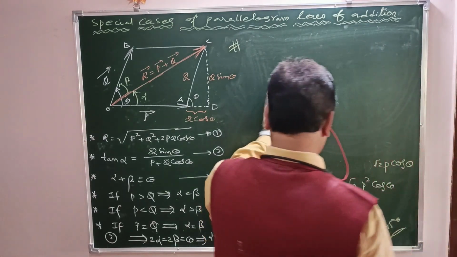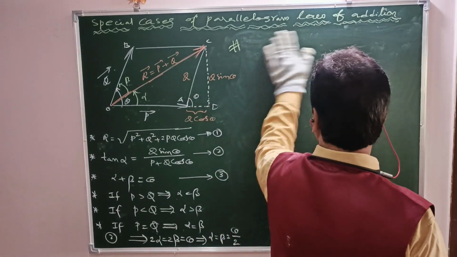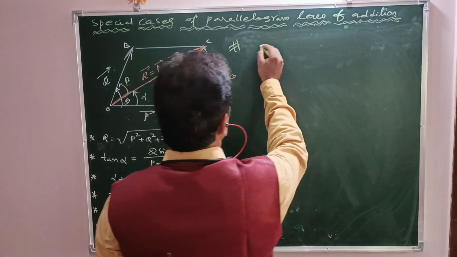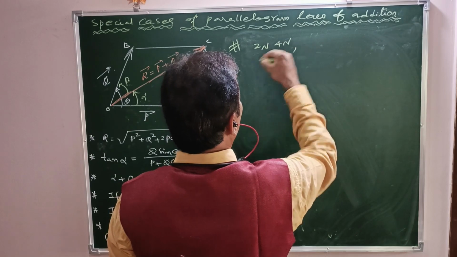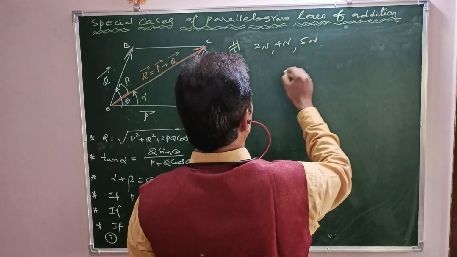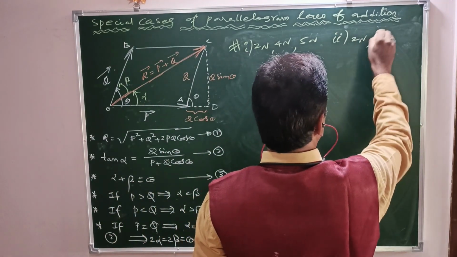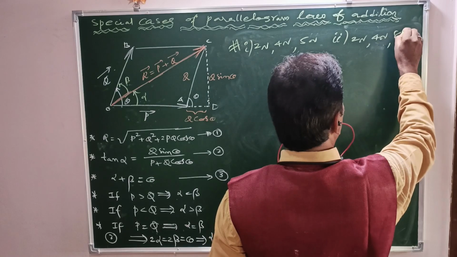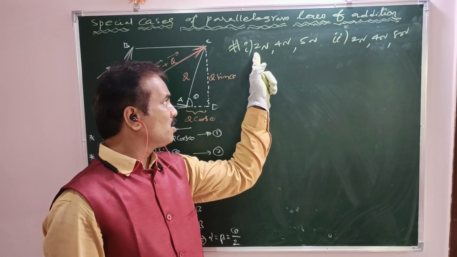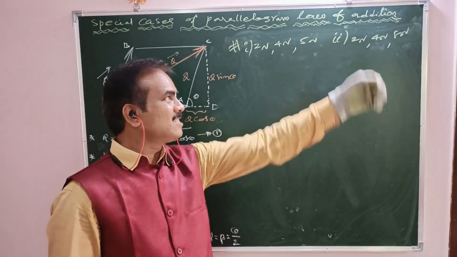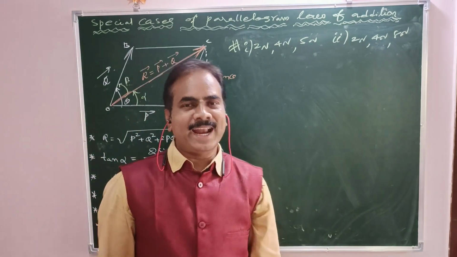Now, next sum, we have two sets of forces. Set number 1: 2 Newton, 4 Newton and 5 Newton. Set number 2: 2 Newton, 4 Newton, 8 Newton. These are the given sets of forces. In the first set we have three forces, 2 Newton, 4 Newton, 5 Newton. In the second set we have another three forces, 2 Newton, 4 Newton, 8 Newton.